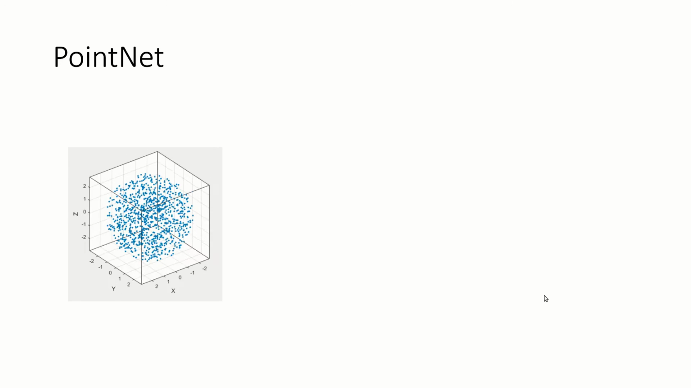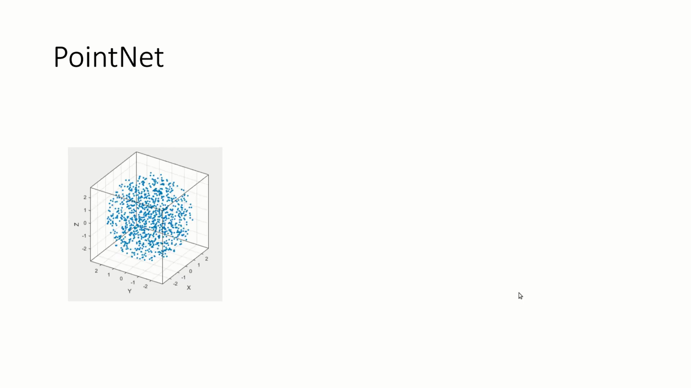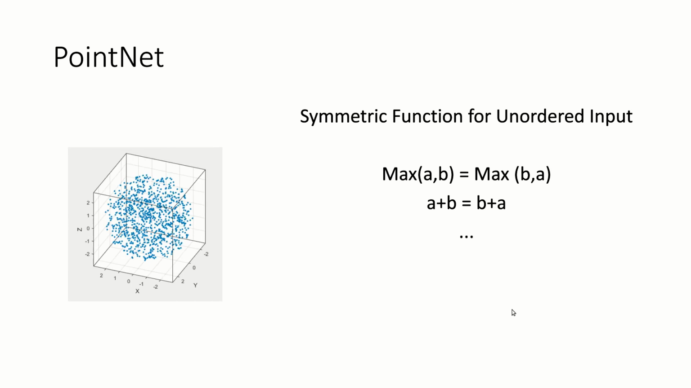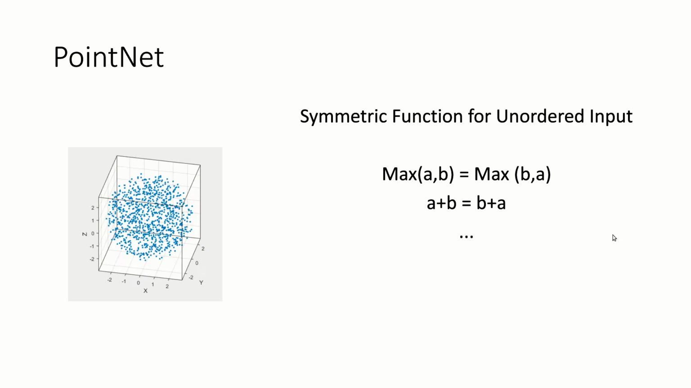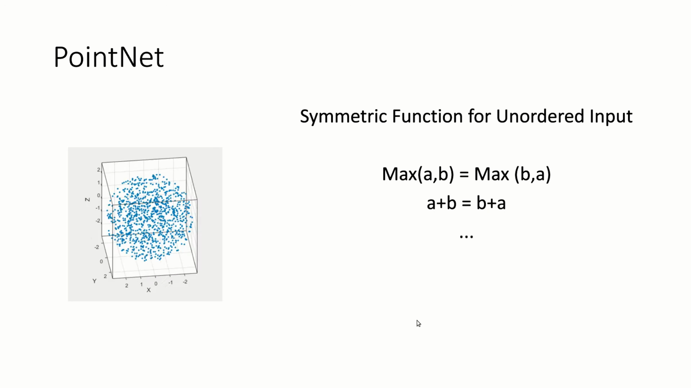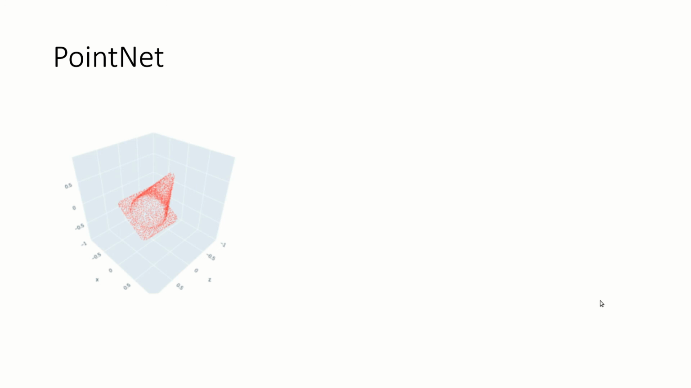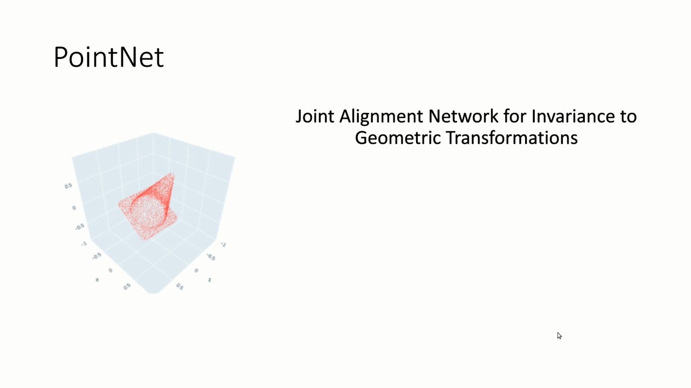For the first problem, in other words, the unordered structure of the input, they suggest using a symmetric function. Symmetric functions do not care about the order of the inputs; max operator and summation are examples of this functionality. For the second problem, geometric transformation of the input, they propose a joint alignment network to introduce the affine transformations into the main network.